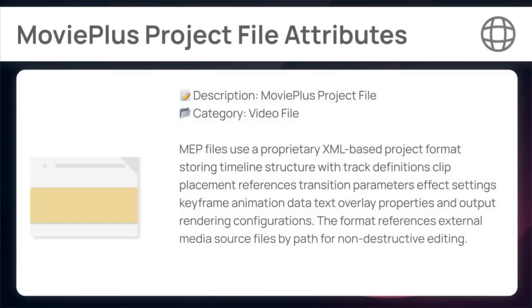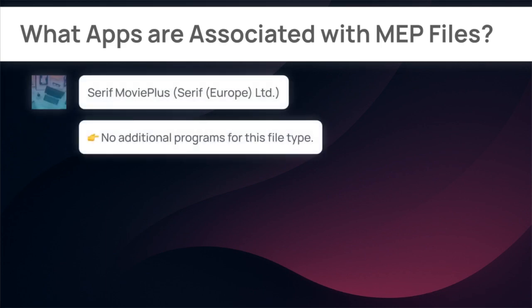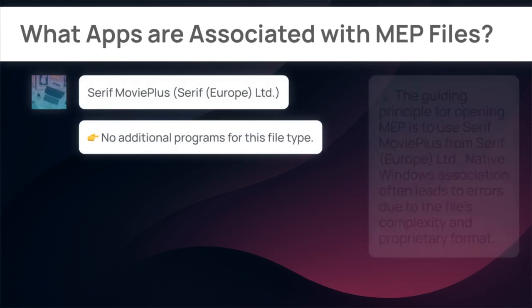MEP files use a proprietary XML-based project format, storing timeline structure with track definitions, clip placement references, transition parameters, effect settings, keyframe animation data, text overlay properties and output rendering configurations. The format references external media source files by path for non-destructive editing. Serif MoviePlus, developed by Serif (Europe) Ltd., serves as the industry application standard for MEP.